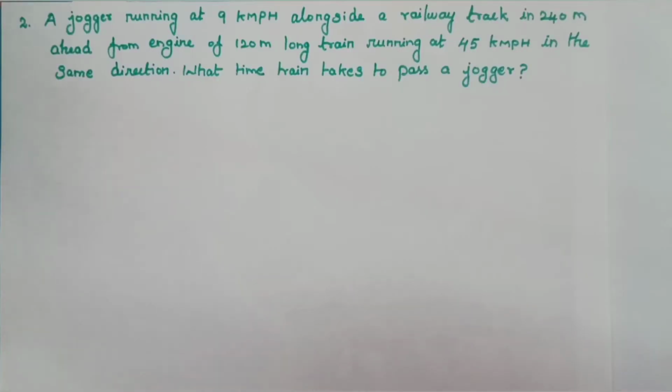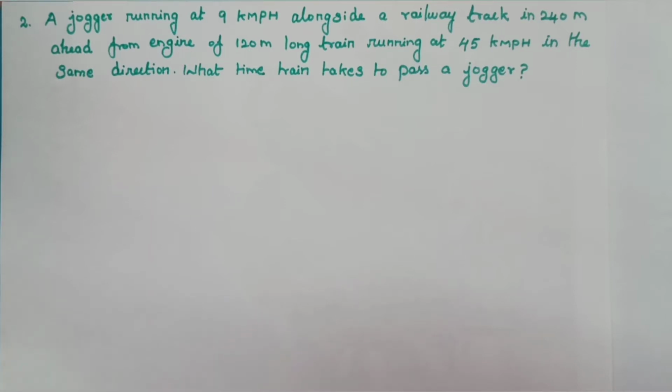Question number 2. A jogger running at 9 km per hour alongside a railway track, 240 meter ahead, is hit from the engine of a 120 meter long train running at a speed of 45 km per hour in the same direction. What time would the train have taken to pass the jogger? What would they have asked? They would have asked to find out the time, right?